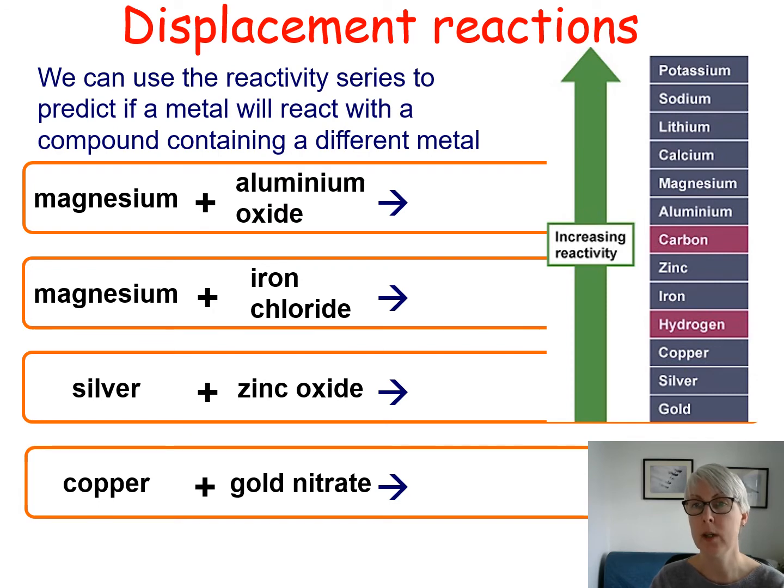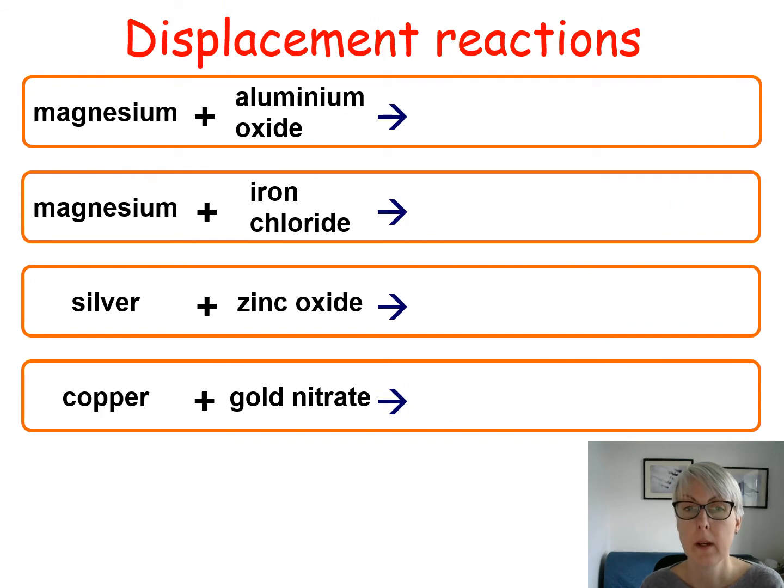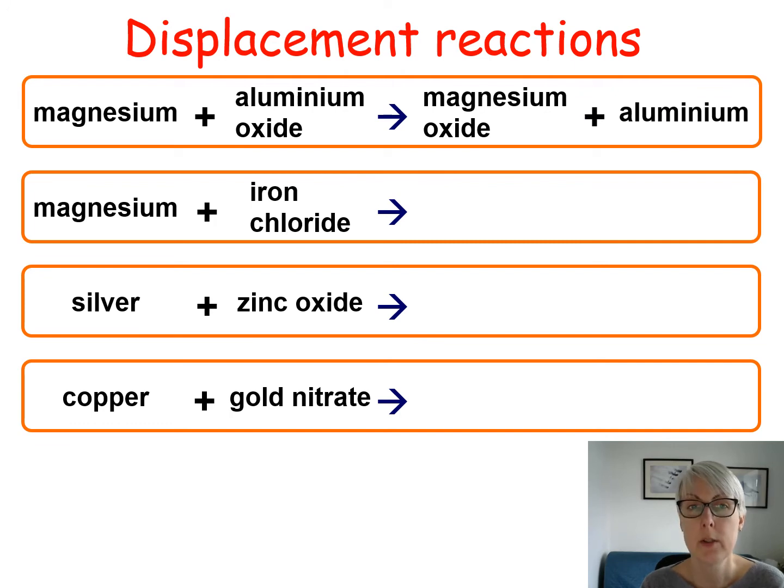Let's see if this will come up. Okay, so now let's have a look at that one. So yep, we've got our magnesium has replaced our aluminium and made magnesium oxide and aluminium.